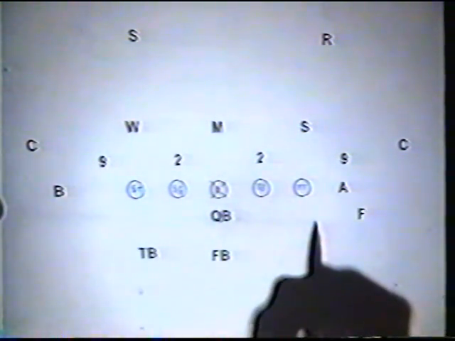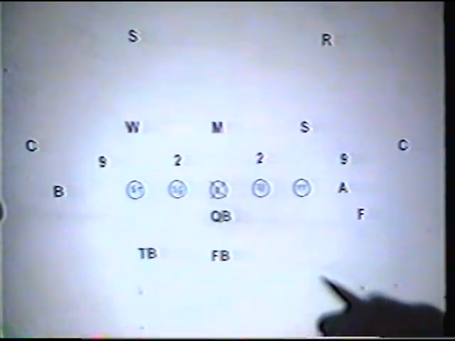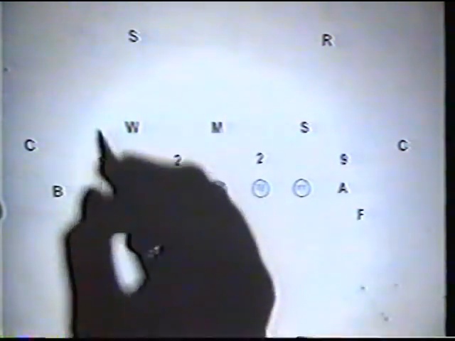On defense, we call these corners, and we call this the free safety, and we call this the strong safety. We just gave him the name of Rover. That's why we have an R there.